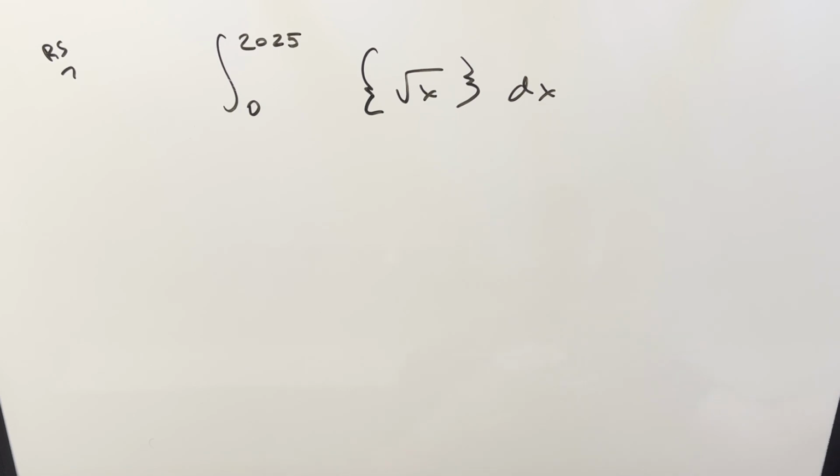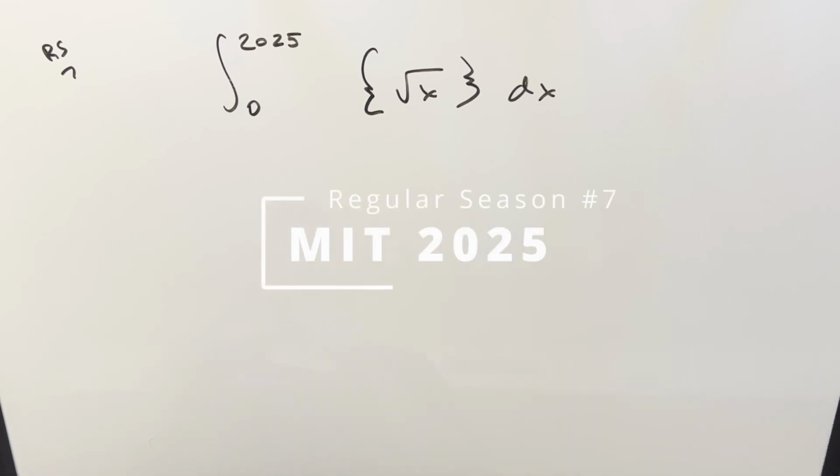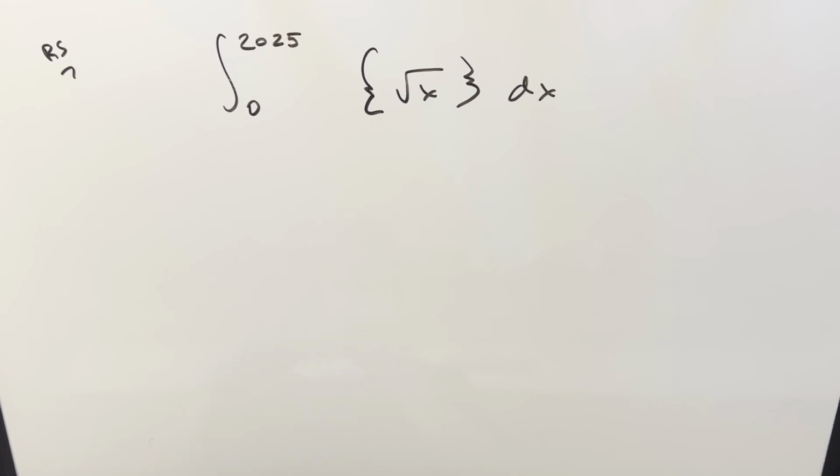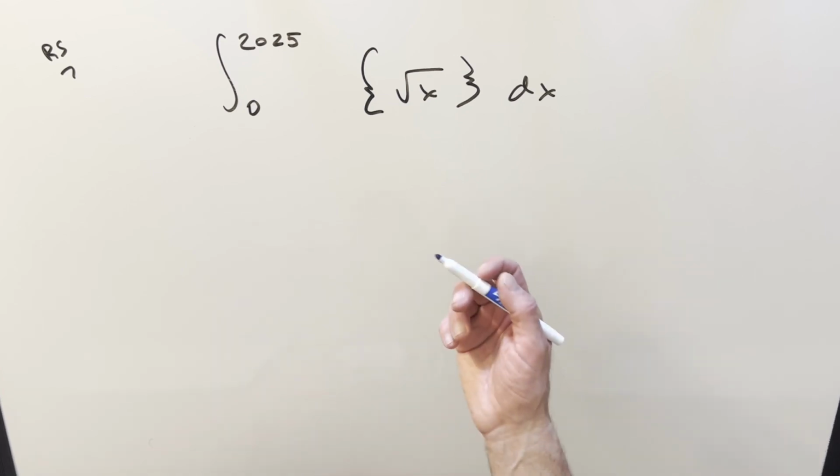Okay, we have another integral here today. This one's from MIT 2025, regular season number 7. We've got the integral from 0 to 2025 of the fractional part of the square root of x dx. I'm probably going to do 2 videos on this one, since there are different methods. Of course there are different methods.